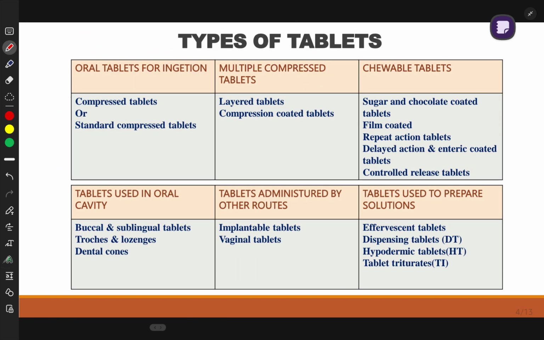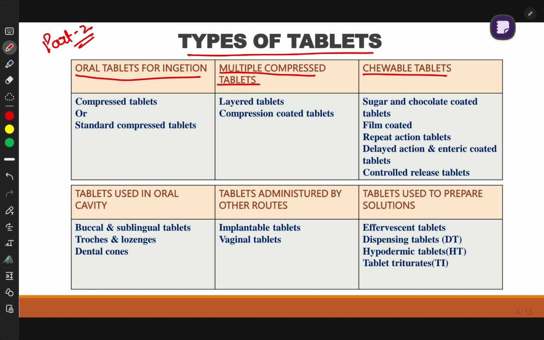In the second lecture, we have completed what are the different types of tablets present, like oral tablets for ingestion, multiple compressed tablets, chewable tablets, tablets used in oral cavity, tablets administered by other routes, tablets used to prepare solutions, and the different types of coated tablets.